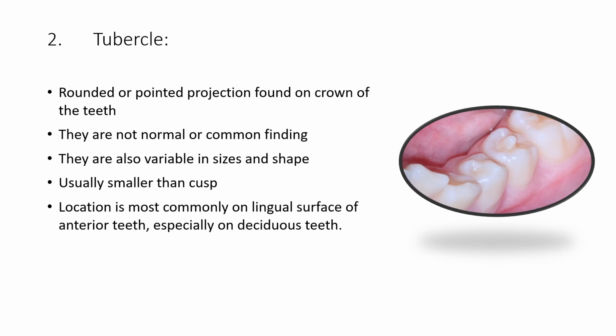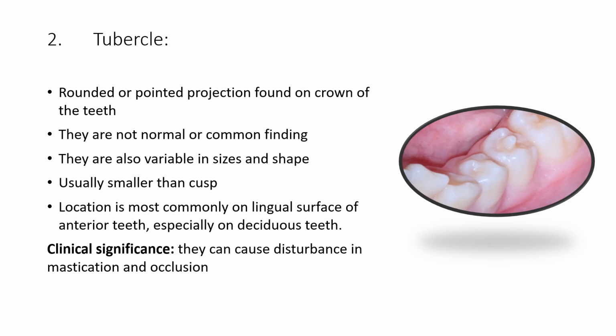So they are most commonly seen on the anterior tooth as well as on the deciduous tooth. In the permanent teeth, they are rarely seen. But here the tubercle is present on the premolar tooth. So what is the clinical significance of this tubercle? They can cause disturbances in mastication and occlusion.